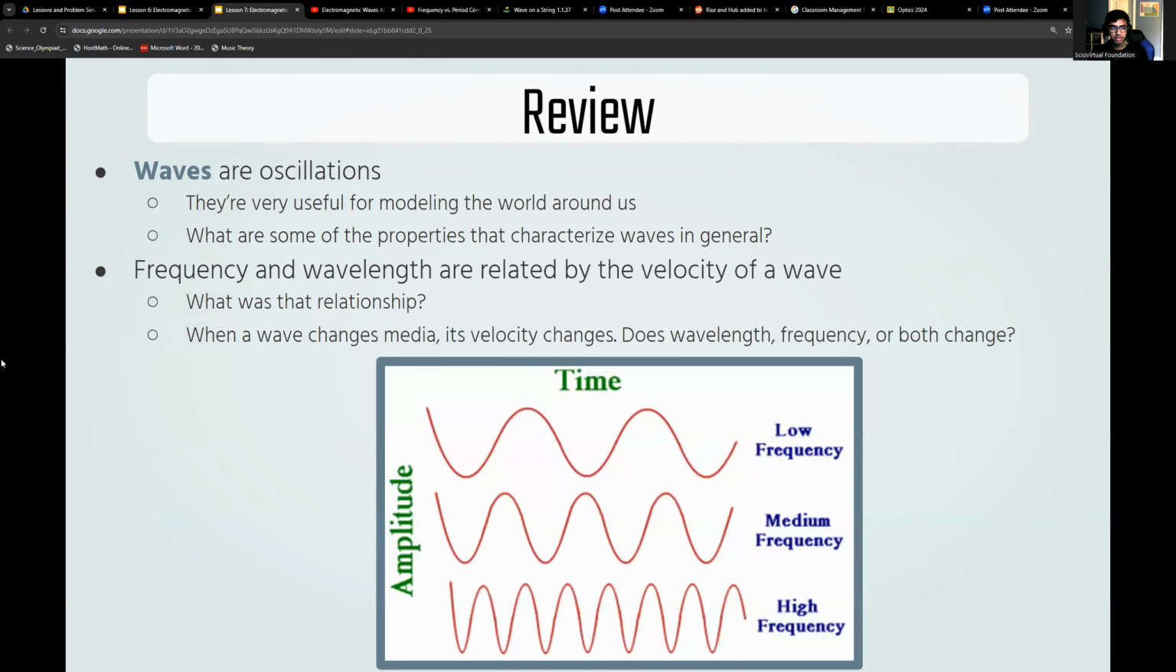Frequency and wavelength are related by the velocity of a wave. That relationship is going to be v equals f lambda. And when a wave changes media, its velocity changes. Wavelength and frequency are both changes. The answer is the wavelength changes, okay?